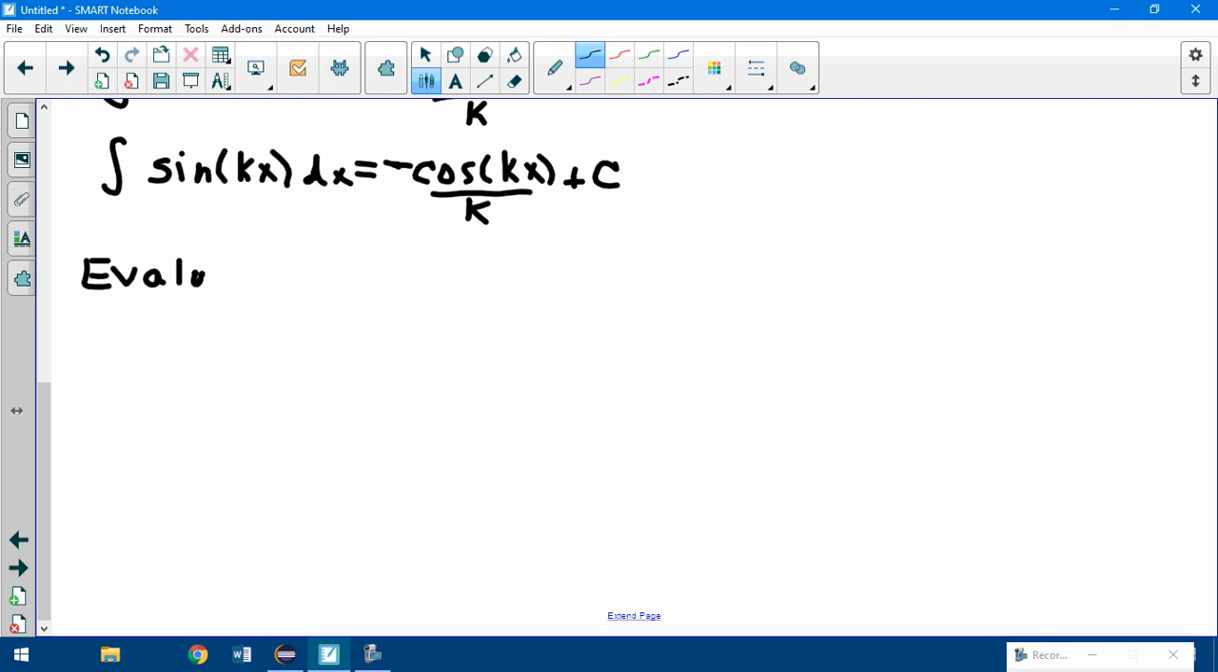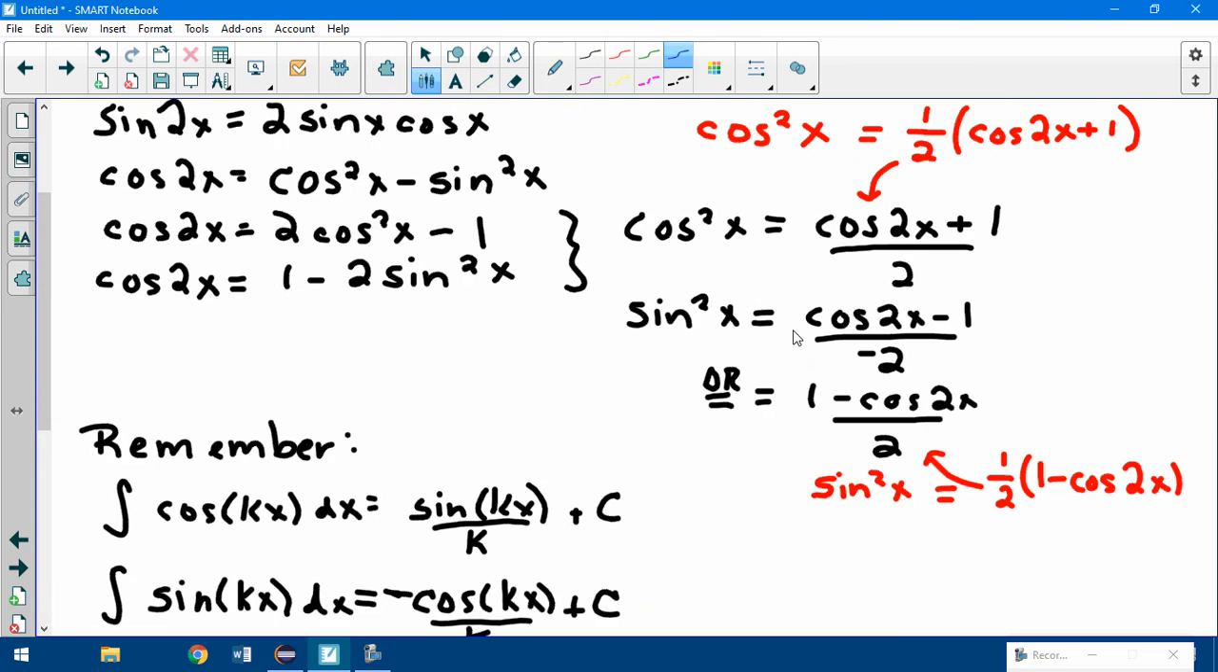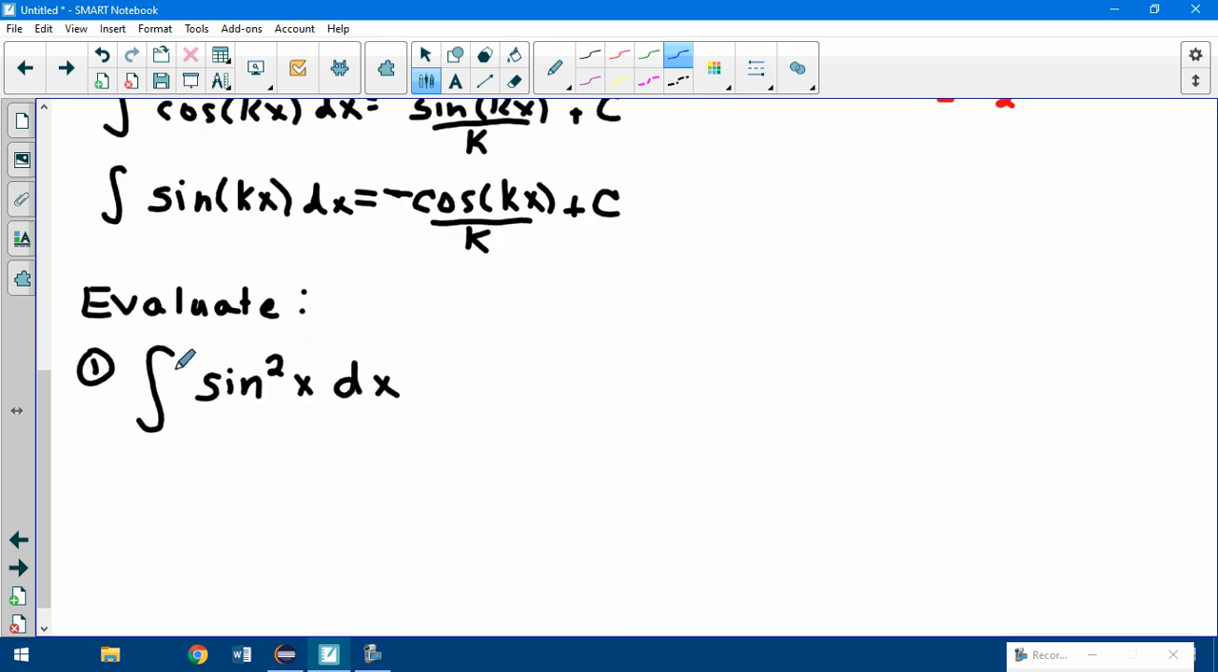Evaluate. Let's do the integral of sine squared of x dx. Okay, when I see a squared, I could do 1 minus cosine squared, but if I did what I did yesterday, and I put in 1 minus cosine squared, there's no leftover piece for my u sub, so I'd get stuck. So what I can do instead, when I see a squared, is I can use the double angle identity.